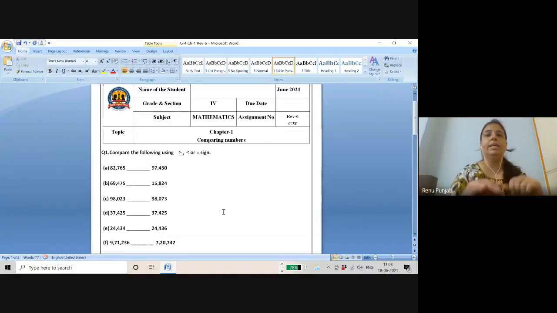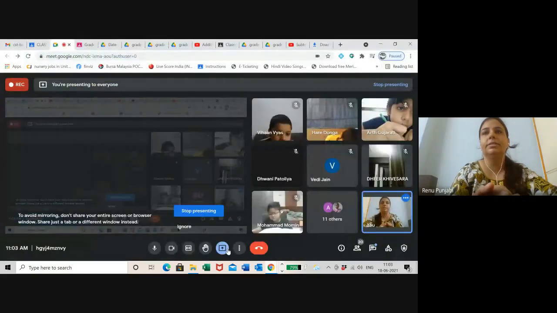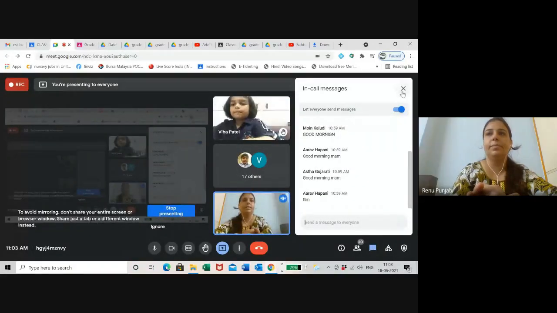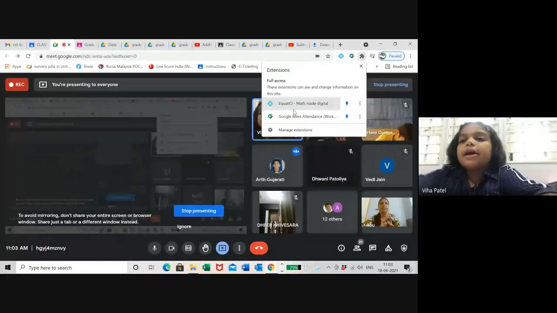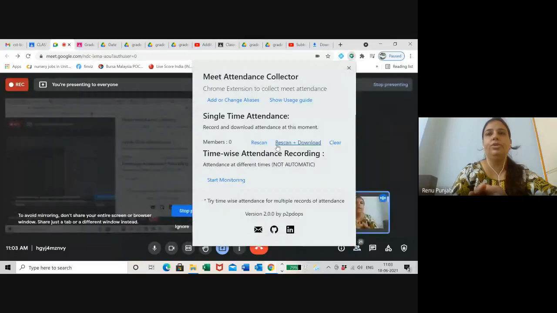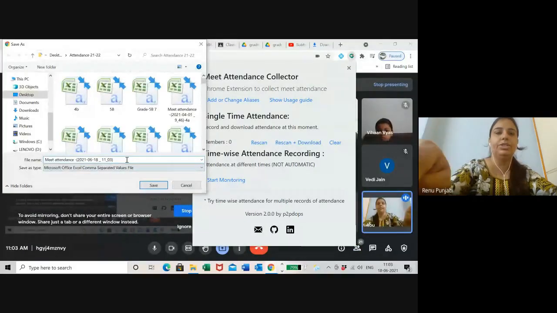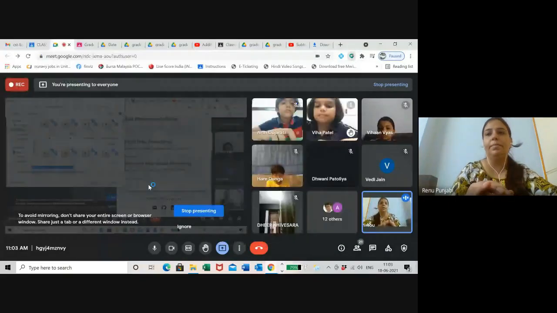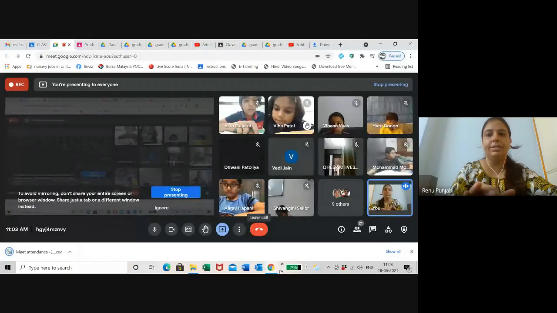The topic of today is comparing the numbers. What is comparison? Who will tell me what comparing means? Comparison, ma'am: greater than, less than, or equal to. Yes, when we are comparing two numbers, which is greater than, which is less than, and equal to, it is called comparison of numbers.